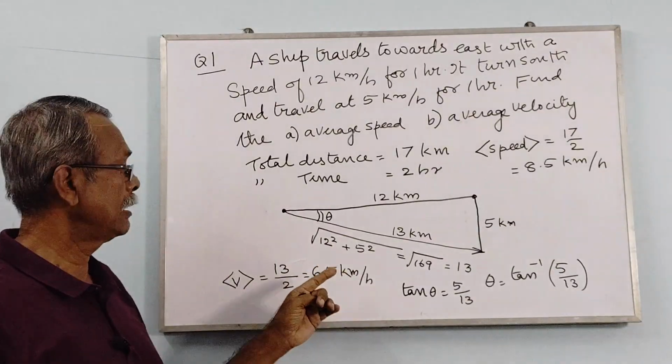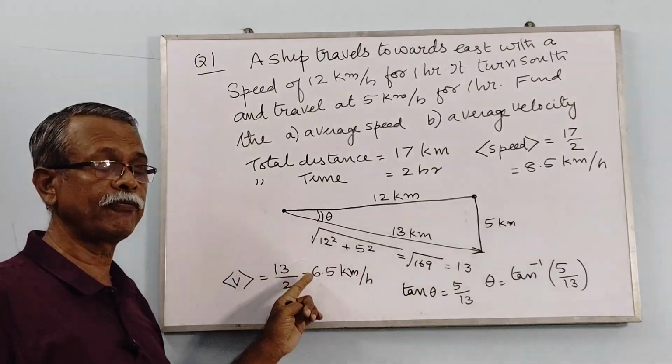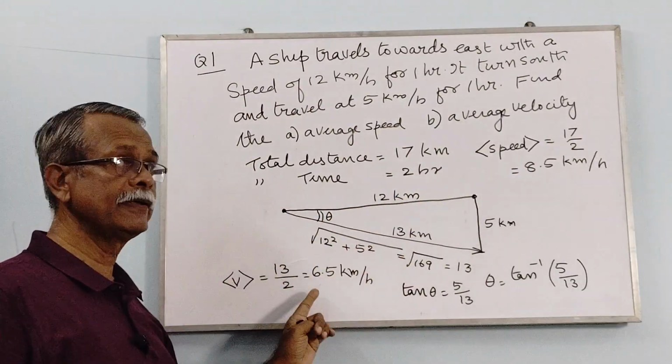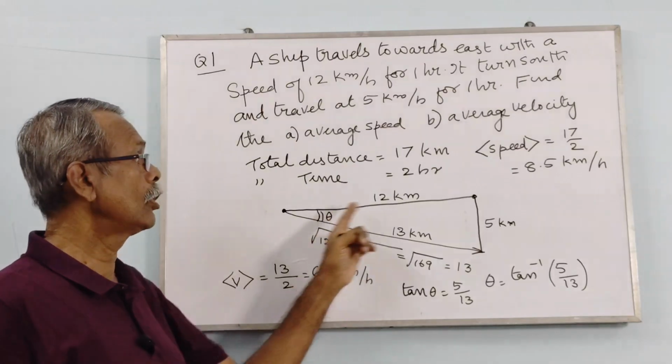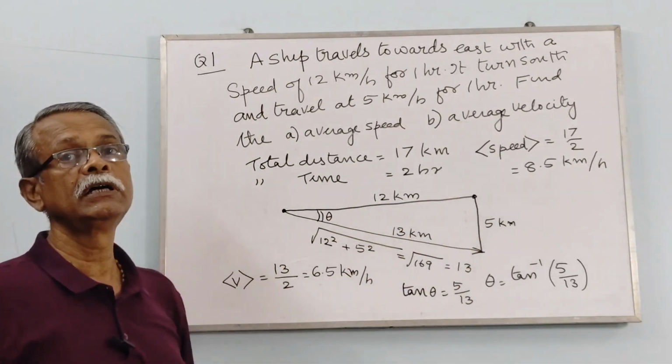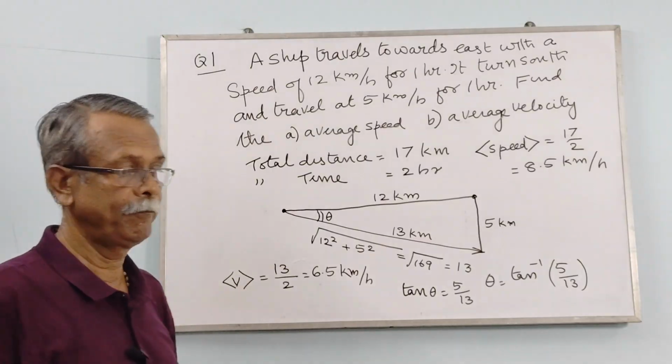See that the magnitude of velocity is 6.5, speed is 8.5. This is smaller than this. They are not equal because it is not unidirectional. It changes the direction during motion.